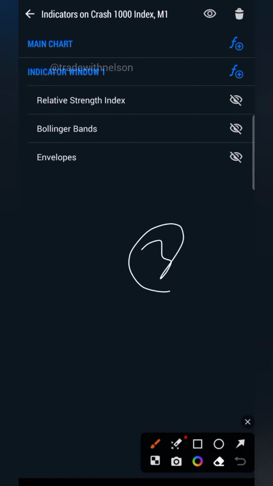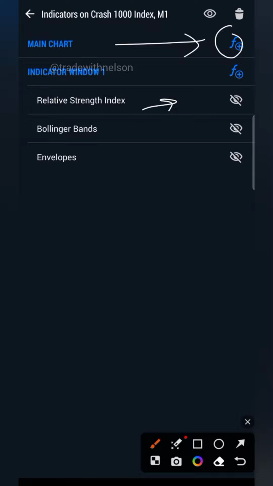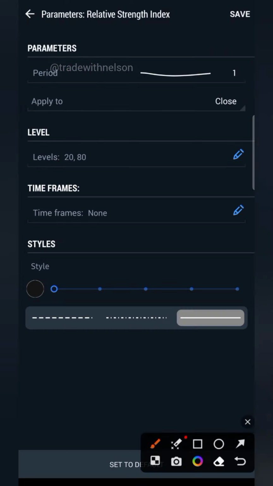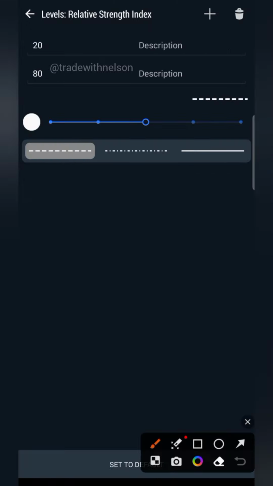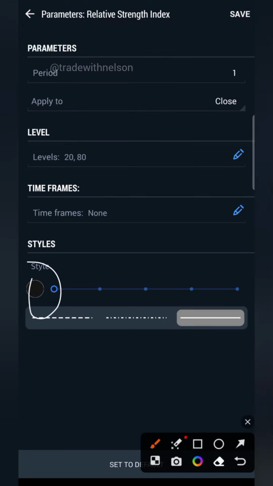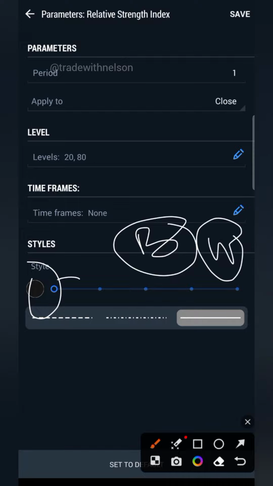As you can see, I have three indicators. I have the relative strength index, Bollinger Bands, and envelope. To select your relative strength index, click on the F icon on the main chart and search for your relative strength index. Make the period 1, apply to close. For the levels, click on this pen icon, make it 20 and 80, color of your choice, 3 pixel. For the styles over here, make it the color of your background. If your background is black, make it black. If it is white, make it white. 1 pixel. After that, you click on save.